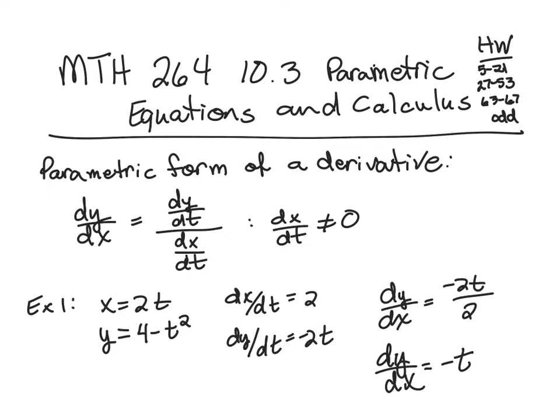For example, x is given as 2t and y is given as 4 minus t squared, then the derivative of x is 2 and the derivative of y is minus 2t. So dy/dx is minus 2t divided by 2, and you get minus t.